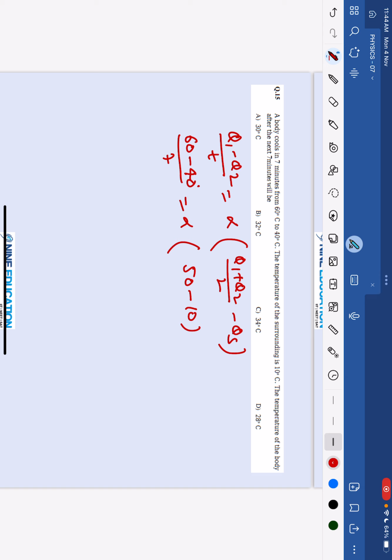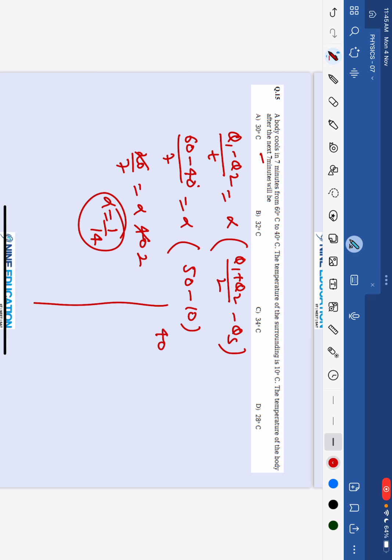So I am able to calculate from here, this is 20 by 7 equals alpha times 40. So alpha is 1 by 40. Very good. So now can I apply again? They are asking me the temperature of the body after the next 7 minutes. So now the body is already at 40. Now again it is going to decrease to some temperature.